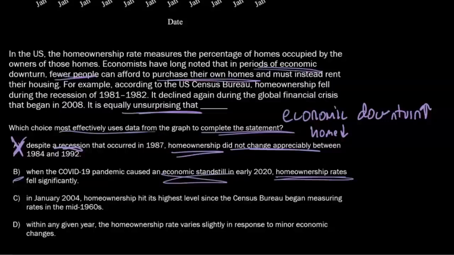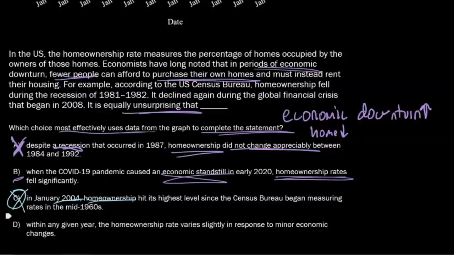All right, let's take a look at another one. In January 2004, home ownership hit its highest level. It's not really related. We don't know what happened in January 2004, right? The College Board is not expecting you to know what happened in January 2004. So this is not our answer.